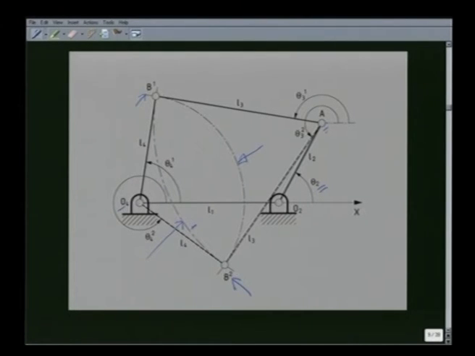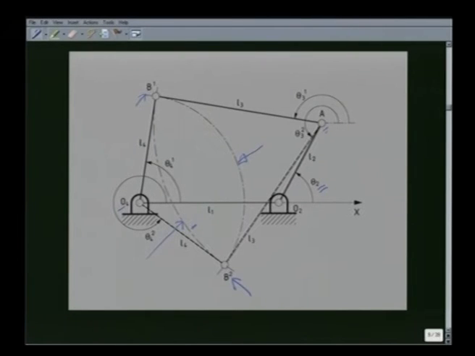So, we get two different configurations for the same values of link lengths and theta 2. One is O4 O2 A B1 and the other is O4 O2 A B2. Two configurations are shown distinctly, one by the firm lines and the other by the dashed lines. Now, we have got two values of theta 3 and theta 4, which are indicated in this diagram as well.